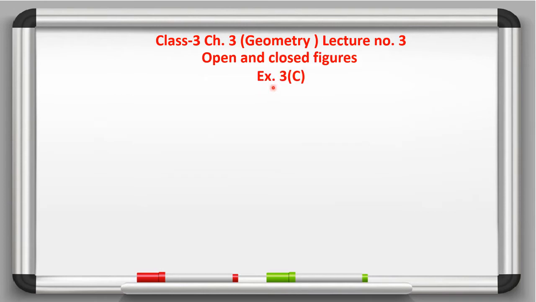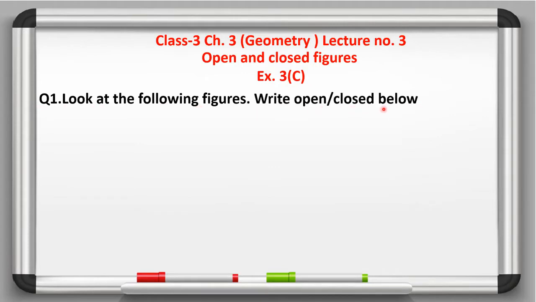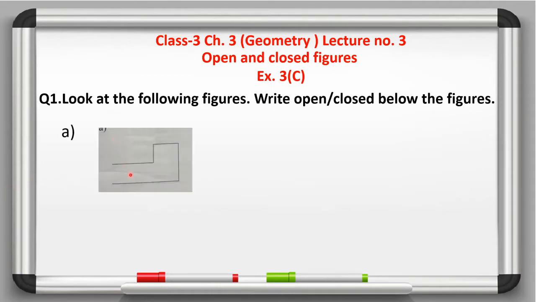Now we will do exercise 3C. Question number 1. Look at the following figures. Write open or closed below the figures. So here some figures are given to us. Now we have to tell which figure is open figure and which figure is closed figure. So here in A part, this figure is given. Now you can see beta that the starting point and end point are different. So this figure is open figure.